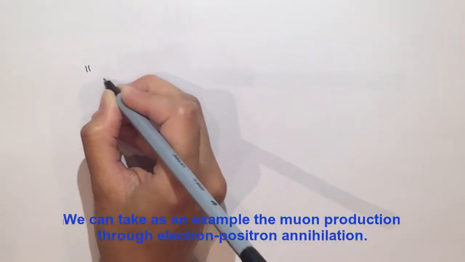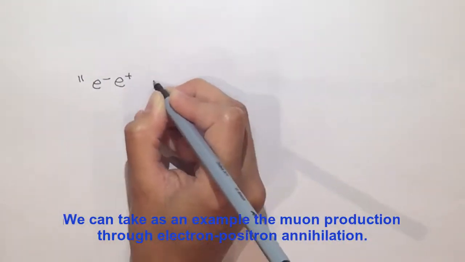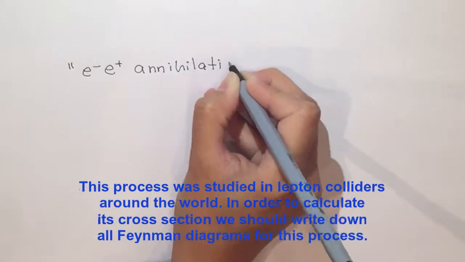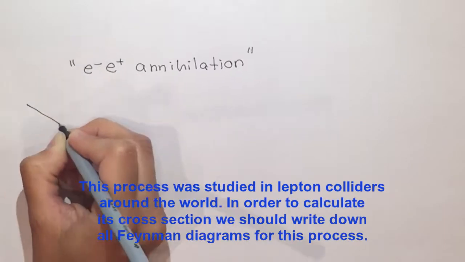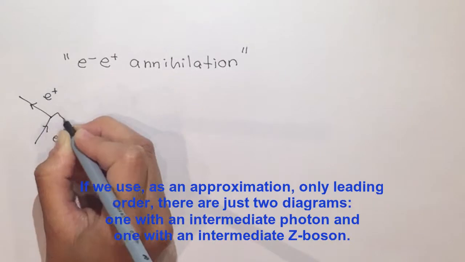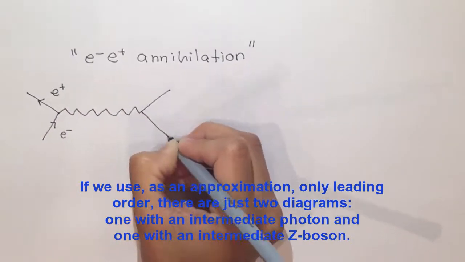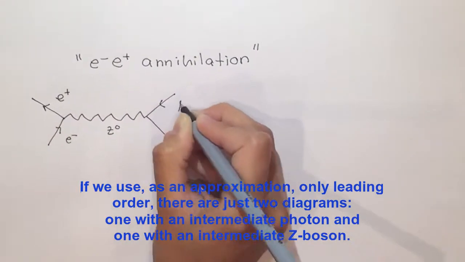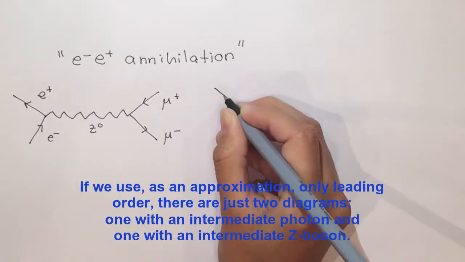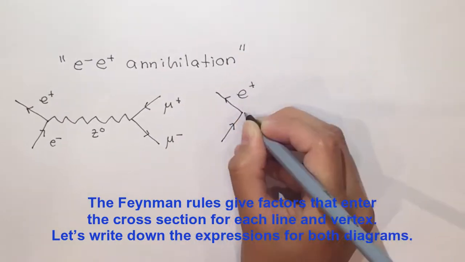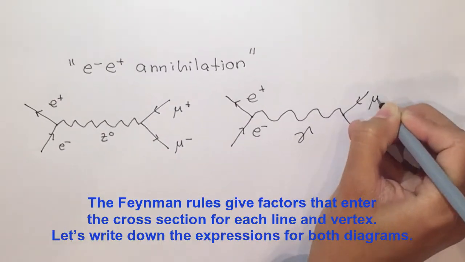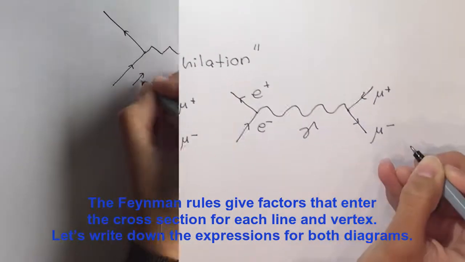We can take as an example the muon production through electron-positron annihilation. This process was studied in lepton colliders around the world. In order to calculate its cross-section, we should write down all Feynman diagrams for this process. If we use, as an approximation, only leading order, there are just two diagrams: one with an intermediate photon and one with an intermediate Z boson. The Feynman rules give factors that enter the cross-section for each line and vertex. Let's write down the expressions for both diagrams.